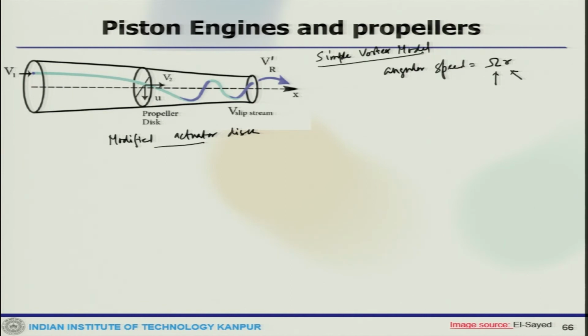So, then the rotational speed at the propeller section would be u, which is a omega times omega r, where a omega is the angular induced factor.